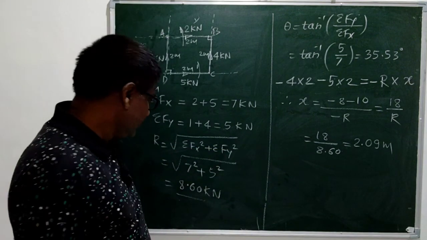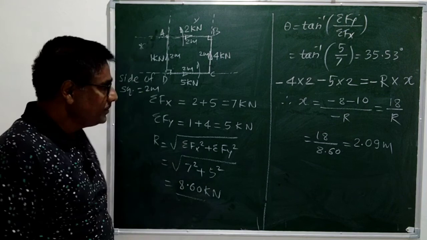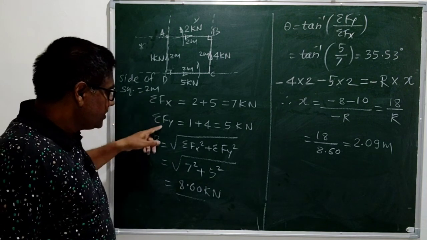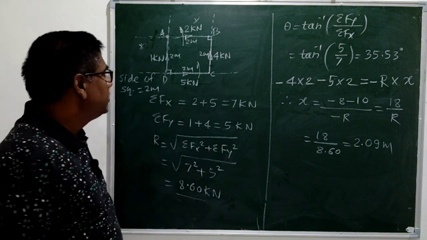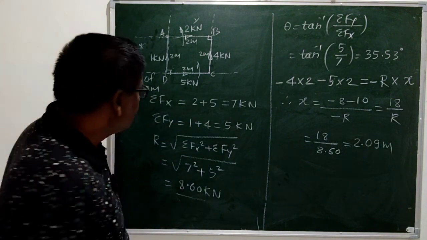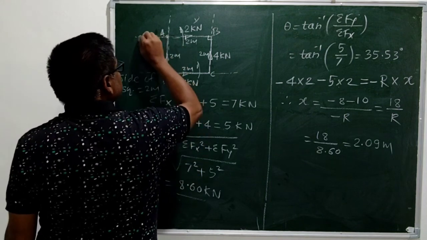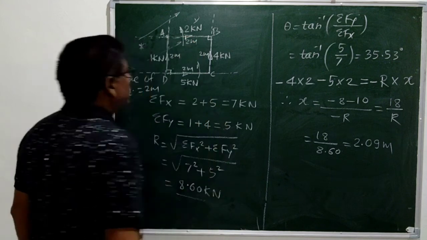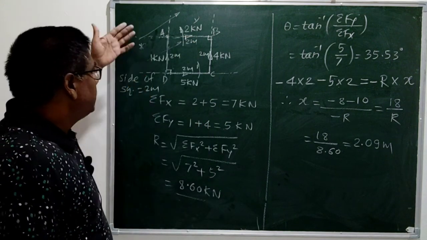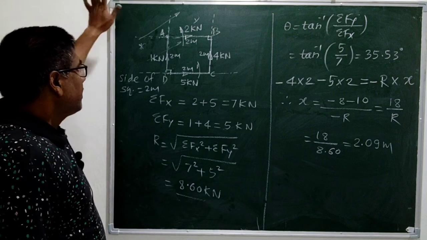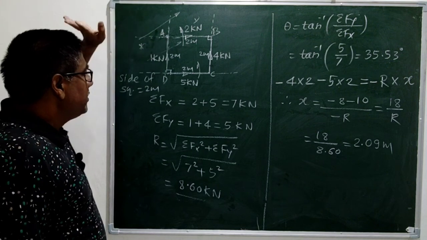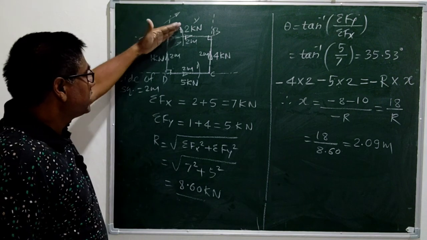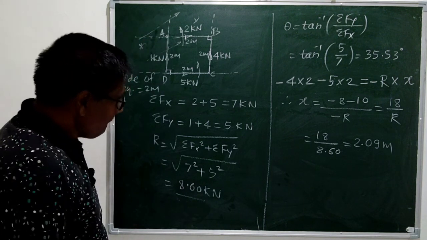Now let us look at the resultant correctly in the sketch. If you see, sigma Fx and sigma Fy values are both positive, what does it mean? The resultant should lie in the first quadrant. Now the question is, we can place the resultant here or here, out of which one is the correct location? Both are in the first quadrant, but whether to put this resultant to the left of A or right of A, that is the question.